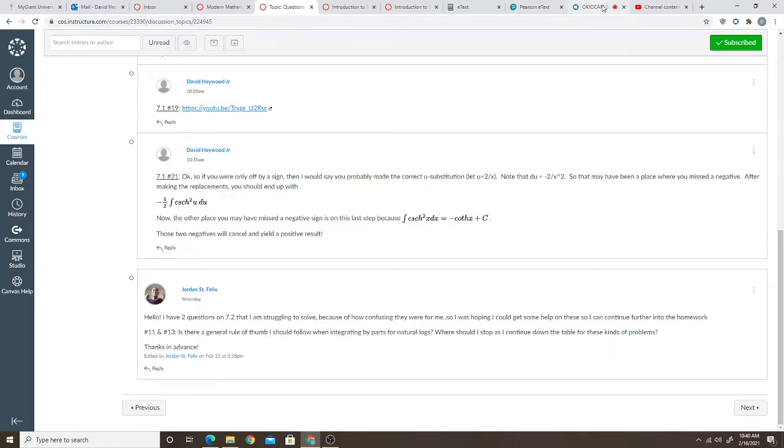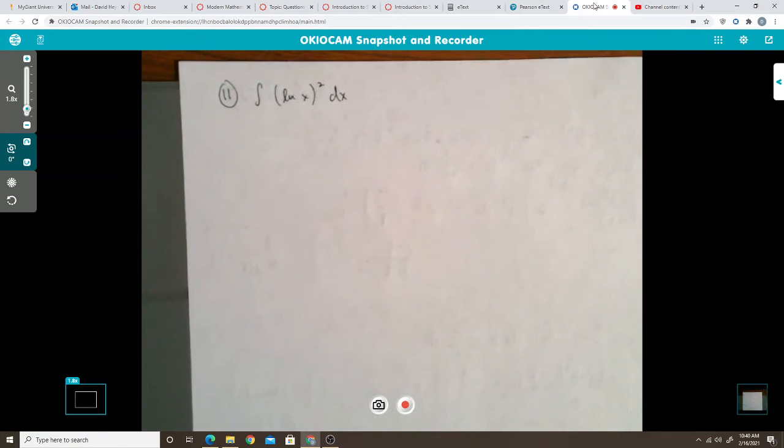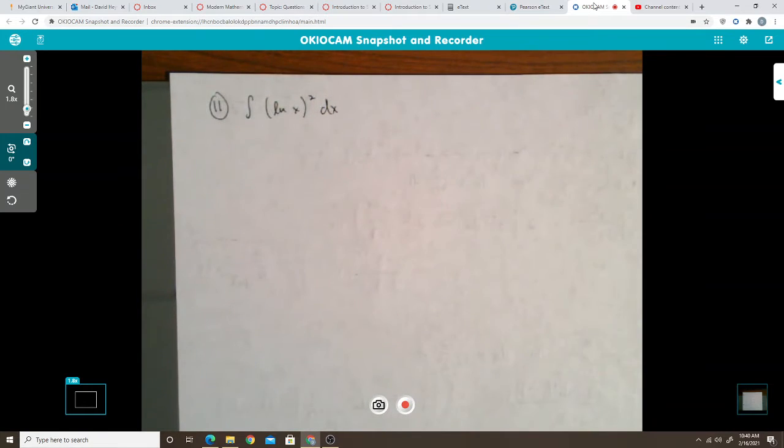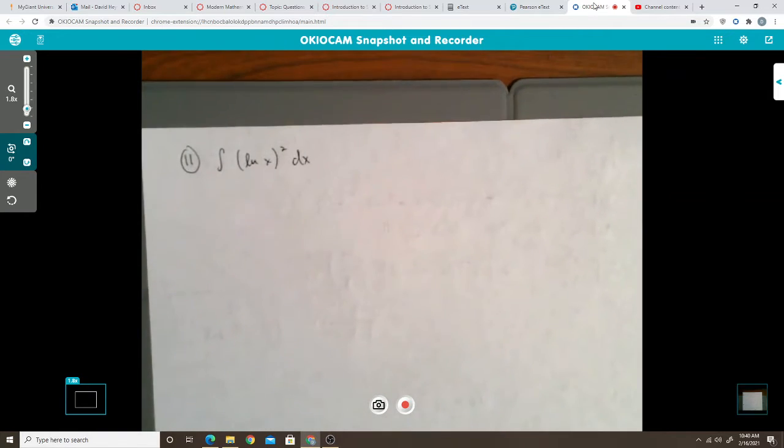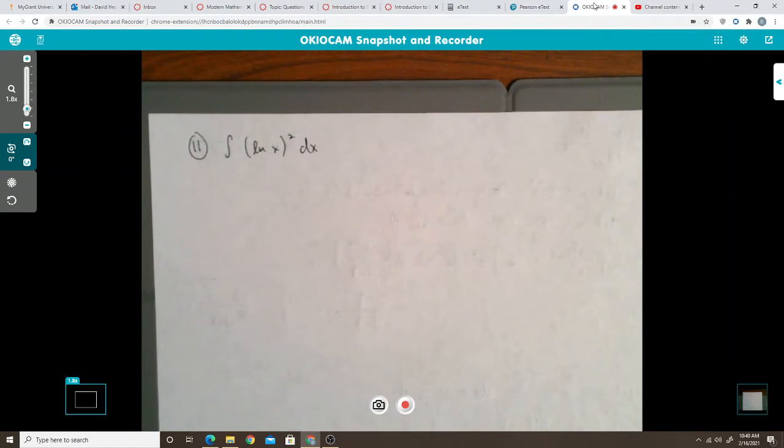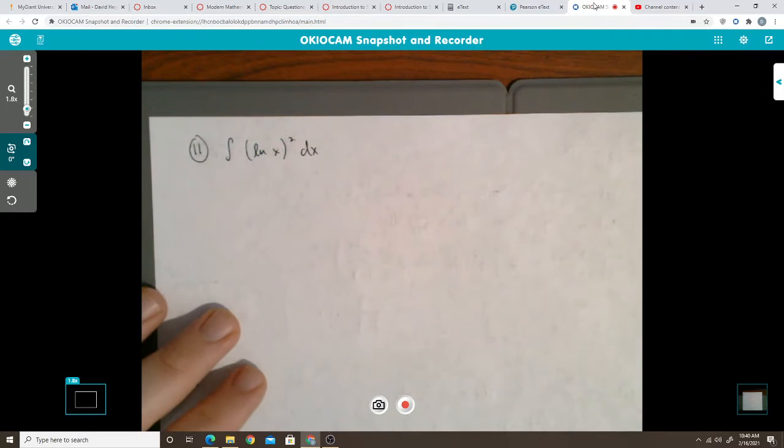Okay, let's talk about 7.2 number 11. Where am I? 7.2 number 11. Okay. Yeah, this is an interesting one for sure. So, yeah, the only thing I could think to do would be to integrate by parts. I can't even think of a u substitution that would be helpful here.